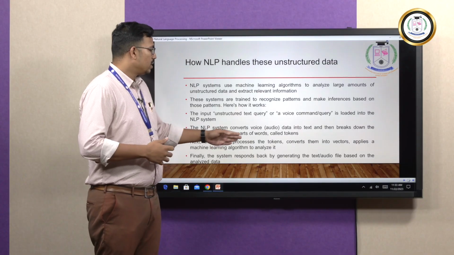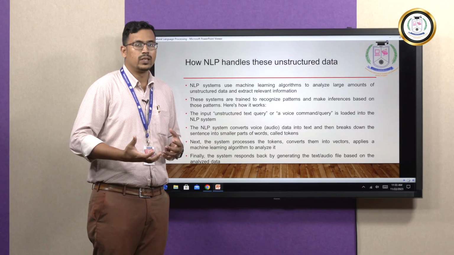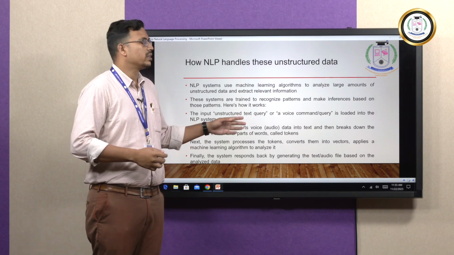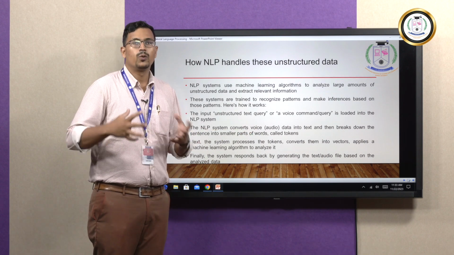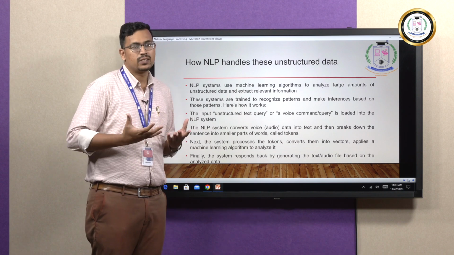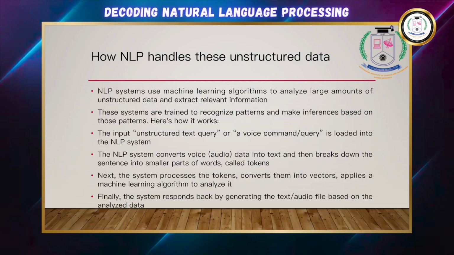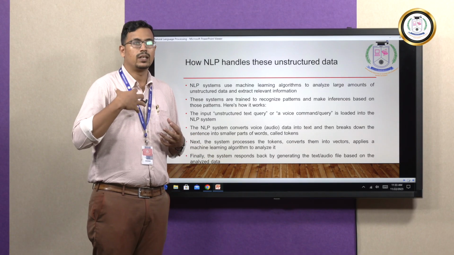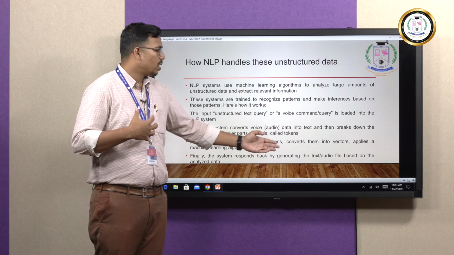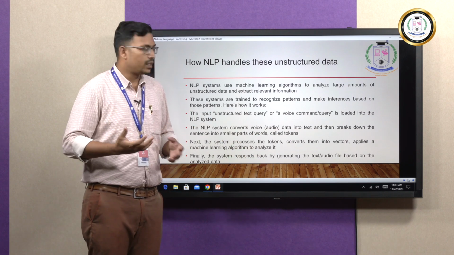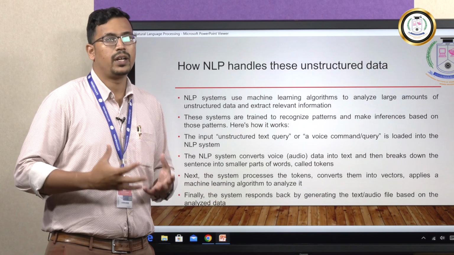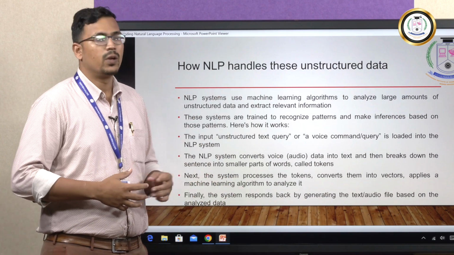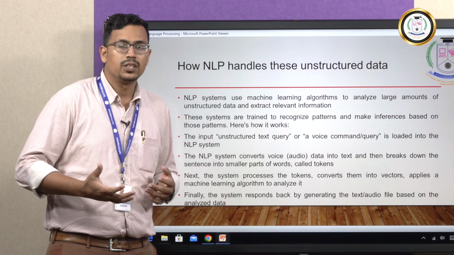Later, the system processes those tokens, which are the words, and converts them into vectors of numerical form, right? The machine understands numbers, so we convert them into numerical vectors and then apply machine learning algorithms to analyze the data. Finally, the system responds back to us as a user in the form of text or audio, generated from the analyzed data. This is how NLP helps us in handling unstructured data.